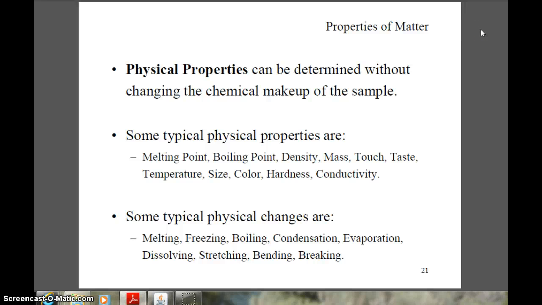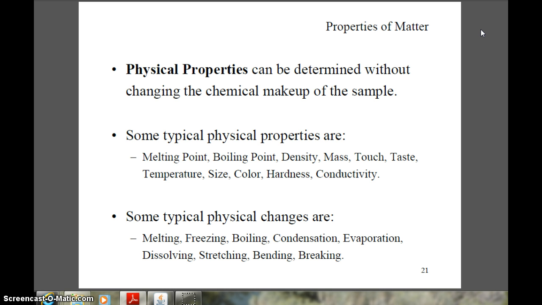Okay, so in the last video we were discussing the properties, and I want to show you another method how we can differentiate the kinds of properties. So one was intrinsic and extrinsic, which was dependent on whether the property is dependent on the mass or not.